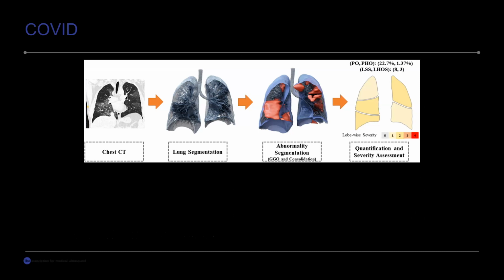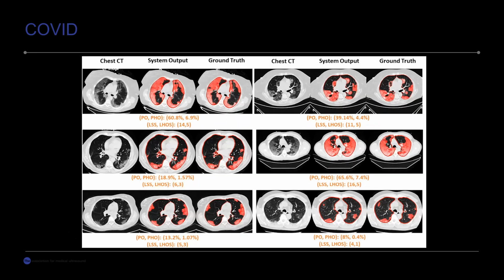We've seen a lot of technology coming out in recent times trying to help us analyze and detect COVID. We're able to input CTs of the chest, segment the lungs, segment out the abnormalities, whether it's ground glass areas or consolidative areas, and then quantify the severity of that and give some graded severity scale. So here's an example of this technology, showing you different CTs of patients with COVID, showing you the output of the machine versus the ground truth.